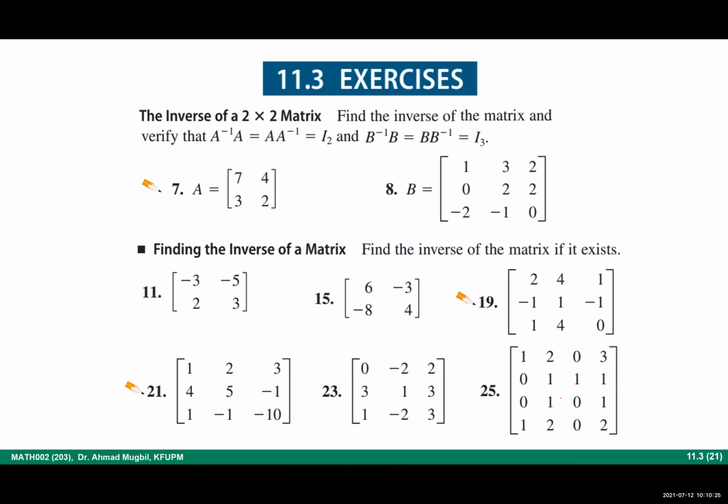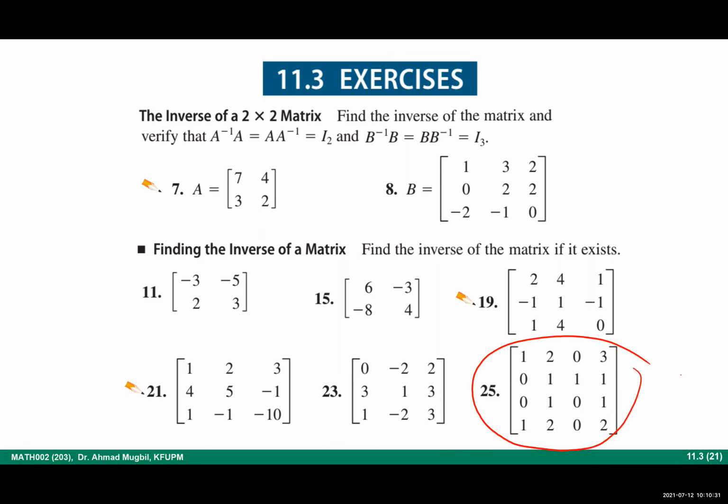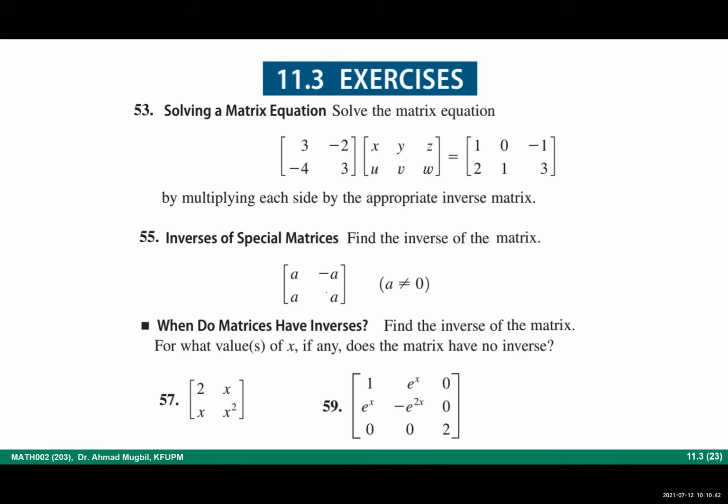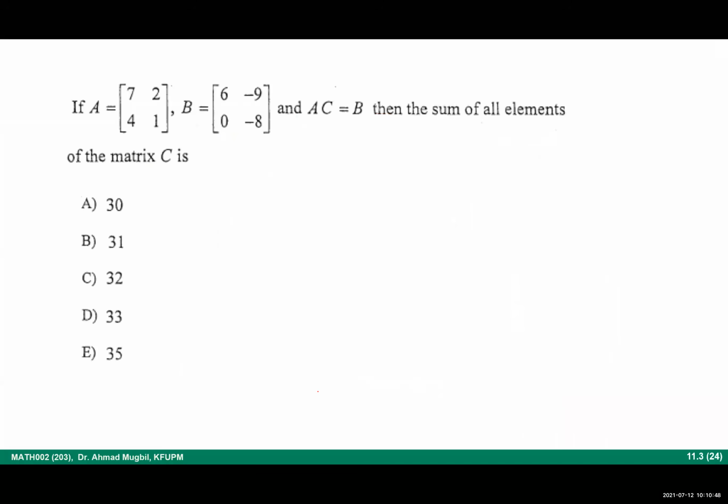There are interesting exercises, ya shabab, in your book, like what I did in the previous quiz. I give you exercises in the quiz from your textbook. This is, for example, 4 by 4. You can do inverse 4 by 4 by the same way. Here also you have 4 by 4. You have systems here. You have even matrices with variables, how to find the inverse, and how to know that they are inverses or not.